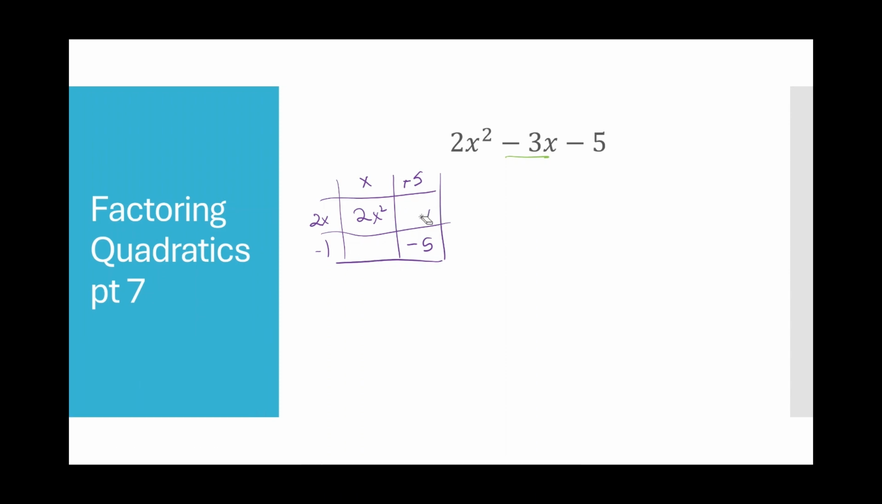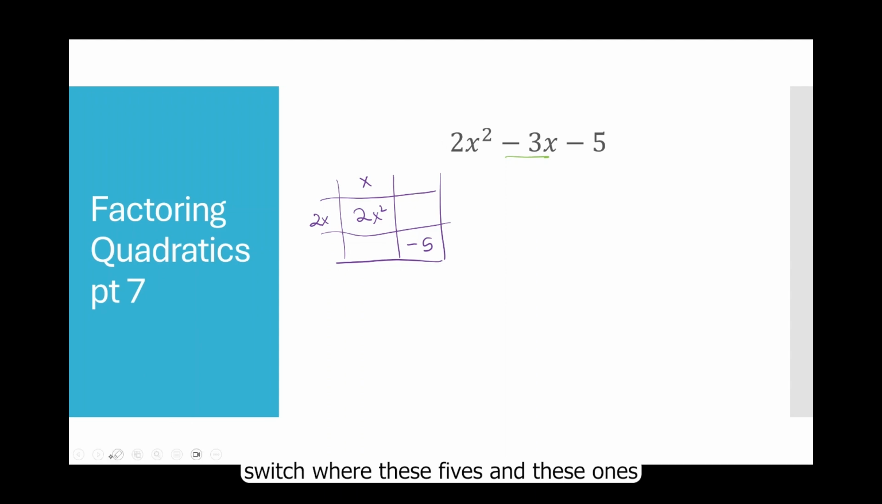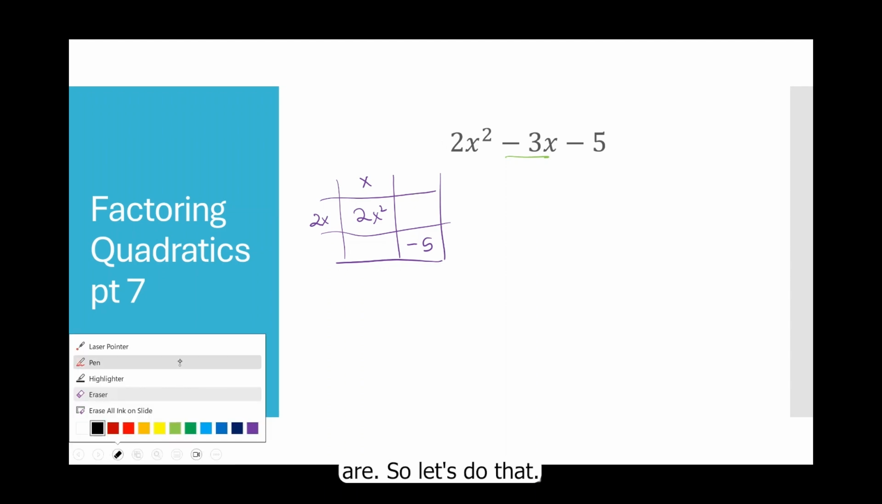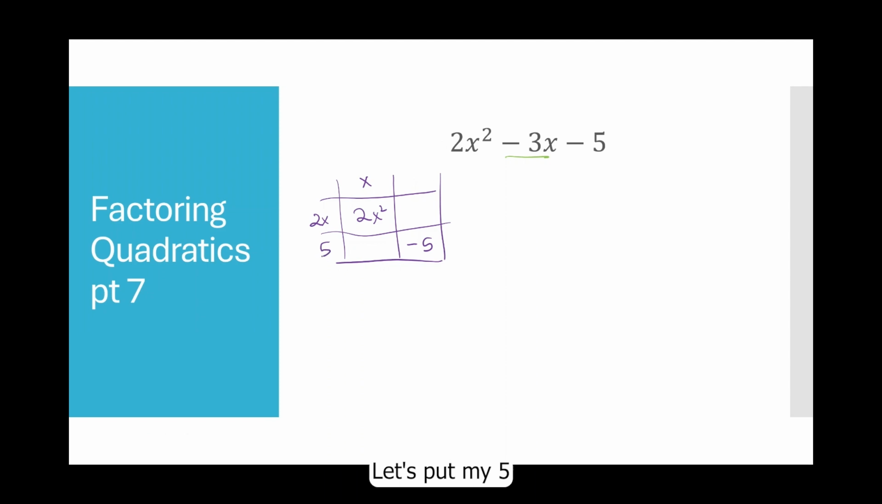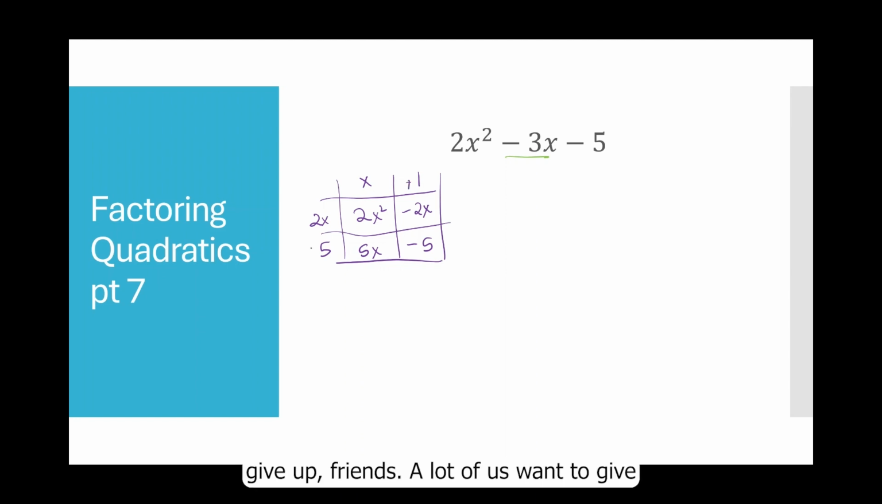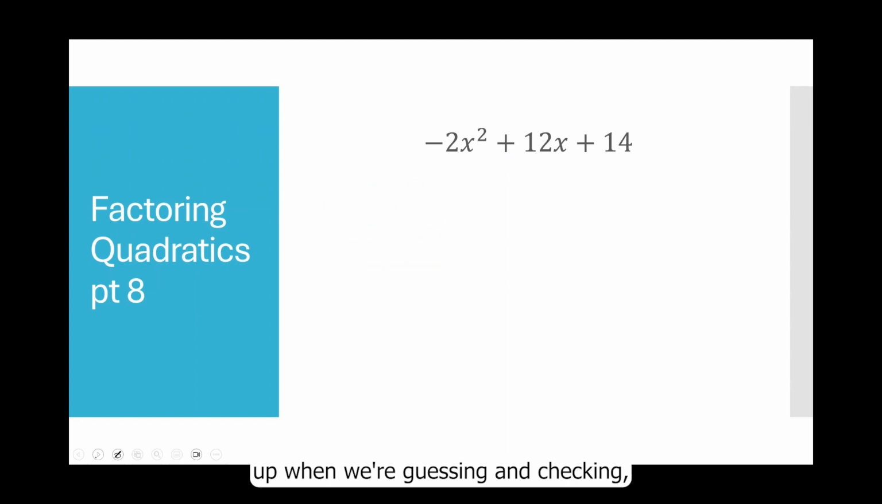All right. So my other option is to switch where these 5s and these 1s are. So let's do that. Let's put my 5 here and my 1 here. And I don't know, we'll make the 1 negative. 5 times x is 5x. Negative 1 times 2x is negative 2x. Oh man, we're close, but still no cigar. I've got 5x minus 2x. This is the part where you have to not give up, friends. A lot of us want to give up when we're guessing and checking.